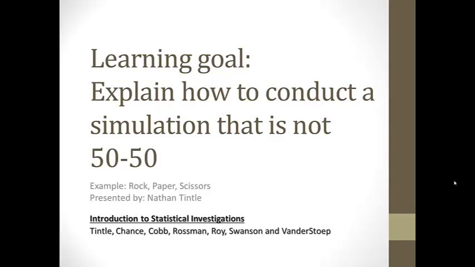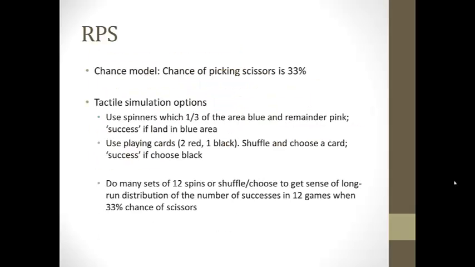In this learning goal video, we're going to talk about how to conduct a simulation when the chance model is not 50-50. We'll use the rock, paper, scissors example to talk about this learning goal. In the rock, paper, scissors study, the chance model says that the chance of picking scissors is 33%. That is, that your friend is choosing equally between rock, paper, and scissors.